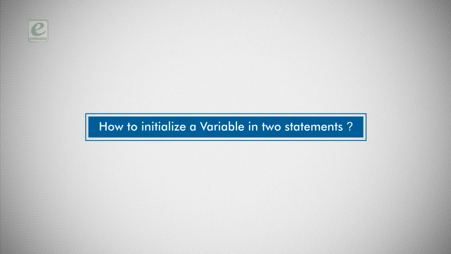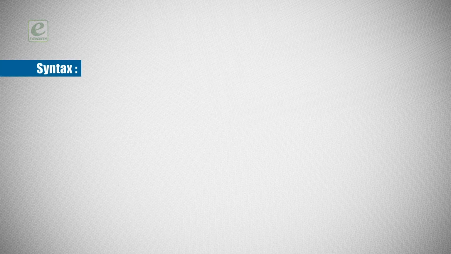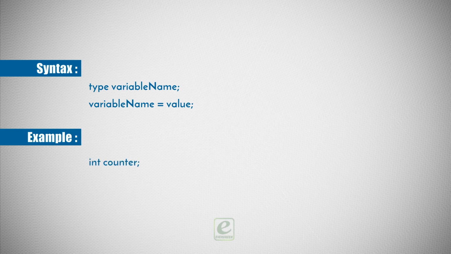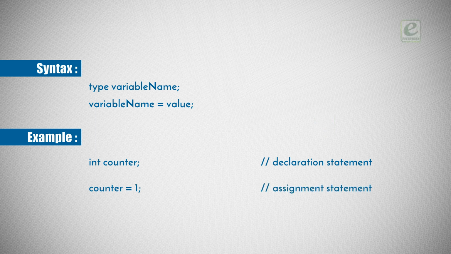How to initialize a variable in two statements. Syntax: type variable name; variable name = value; Example: int counter; is the declaration statement. counter = 1; is the assignment statement.